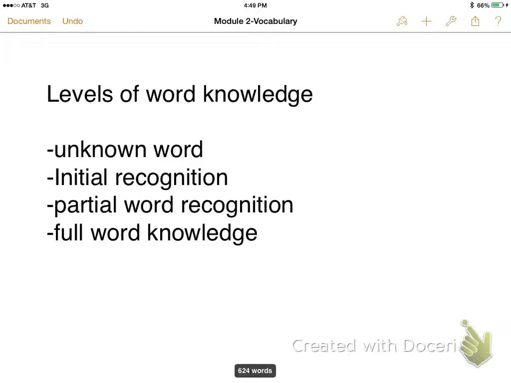These maybe are words that students have seen or they've heard. Maybe they can pronounce it, but they don't really know the meaning. Maybe they know the word, but they don't know really much about it. Then there's partial word recognition.